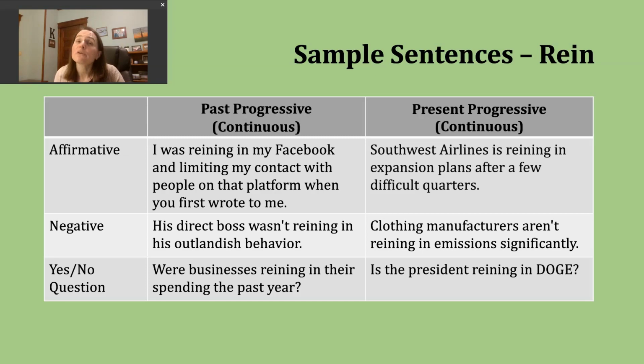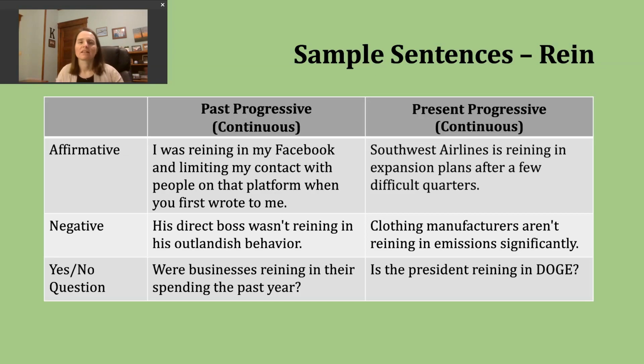manner. Now, if you want to make negative past progressive sentences, again, we pay attention to our subject, we use the form of be that matches, then not, and then the ing form of the verb. Here's another example. His direct boss wasn't reining in his outlandish behavior.